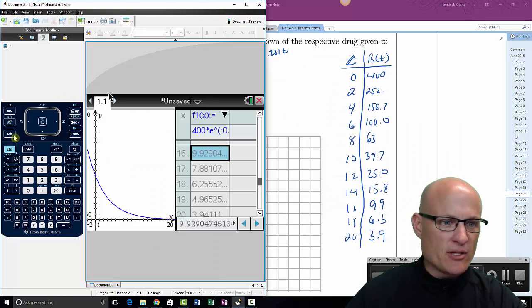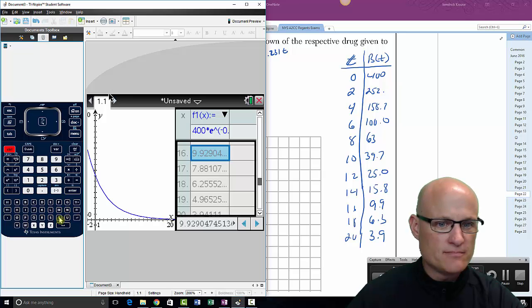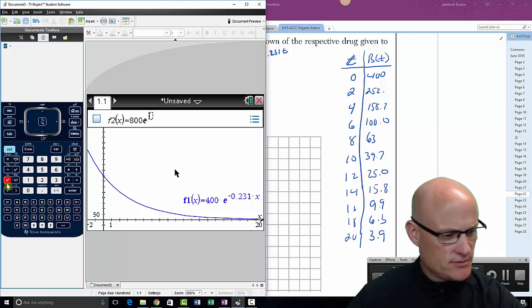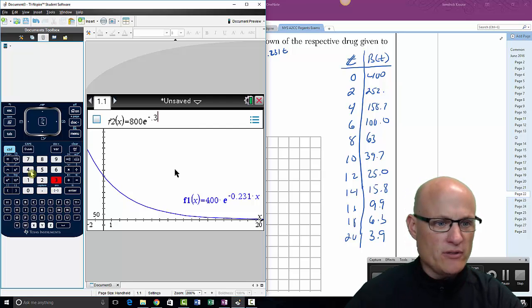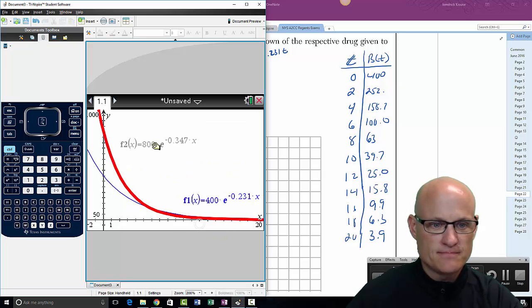So I got to graph this. So let me hit Tab. Oops, Control T. So I hit Tab, 800, parenthesis E. Oh, I don't like that. E to the, I forgot what it was, negative 0.347x. And now I can see that one.